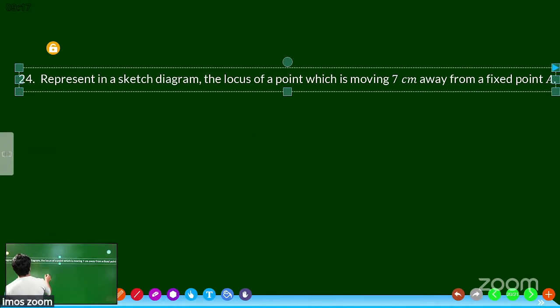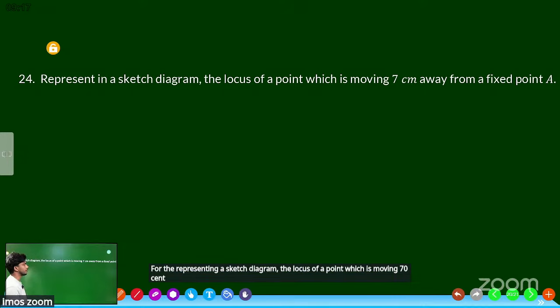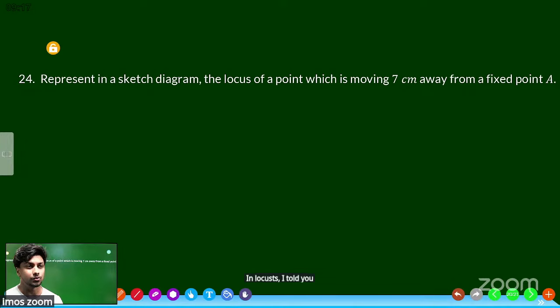Represent in a sketch diagram the locus of a point which is moving 7 centimeters away from a fixed point A. In locus, I taught you, there are only 4 loci.